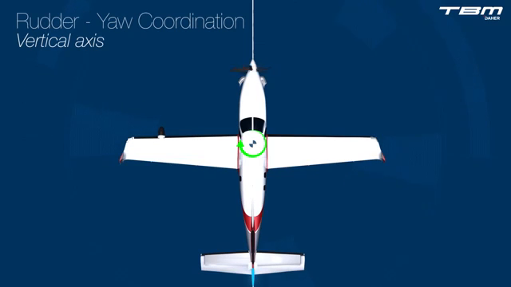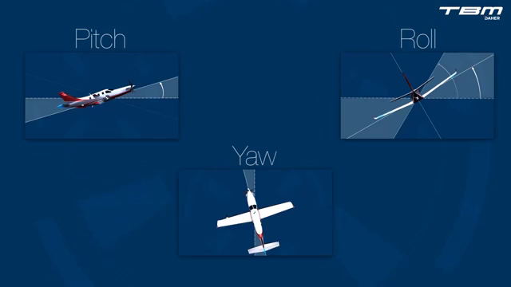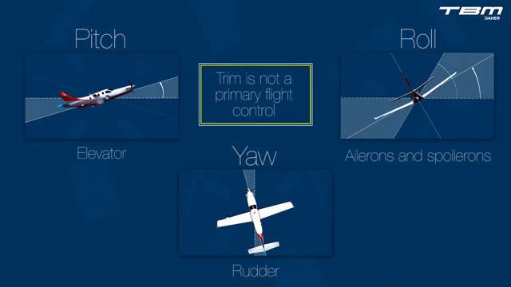Adjusting the airplane's orientation with the wrong primary flight control leads to uncoordinated flight. The primary flight control for pitch is the elevator. The primary flight controls for TBM roll control are the ailerons and interconnected spoilerons. The most neglected primary flight control is the rudder, which either maintains or returns the aircraft to coordinated flight. Trim is not a primary flight control.